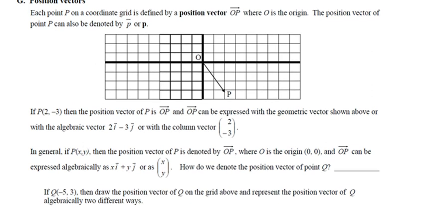Okay, so we can take any point. This is actually important. We can take any point on a coordinate grid and define a vector by drawing a vector from the origin to that point. It's called the position vector. So if P is at (2, -3), the position vector of P is OP, and OP can be expressed with geometric vectors as shown.